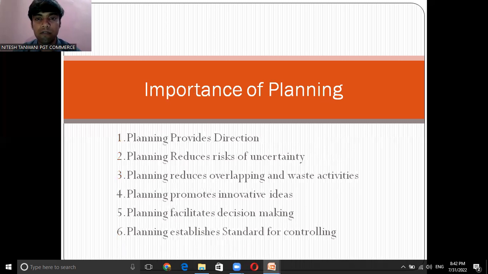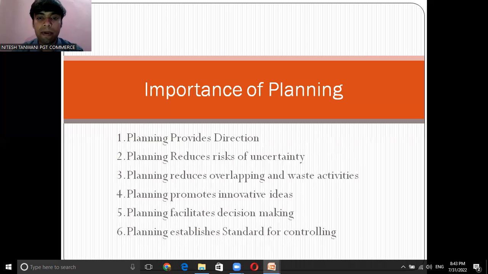Next, importance of planning. Planning provides direction. When we make a plan, it provides us a way and direction for how we can achieve our objective. Planning reduces risks of uncertainty. Uncertainties mean some kind of mishappenings or some loss. But if we make a good plan, that helps us reduce the risks of uncertainties. If uncertainties are there, then with a good plan we can cope with these, or save our company or business from these uncertainties.